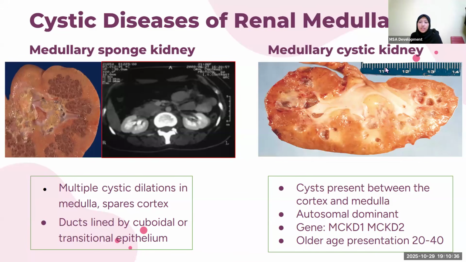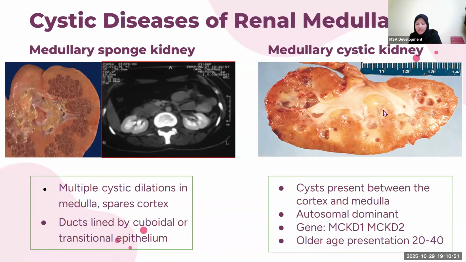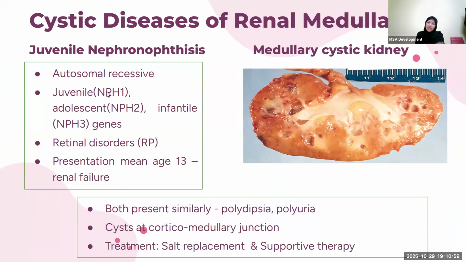This is the same picture for medullary cystic. The third one that I mentioned was juvenile nephronophthisis. This is autosomal recessive. This one was autosomal dominant. So medullary cystic, the one that presents at older age, is autosomal dominant, whereas juvenile, so younger age, is autosomal recessive. It appears earlier in juvenile.